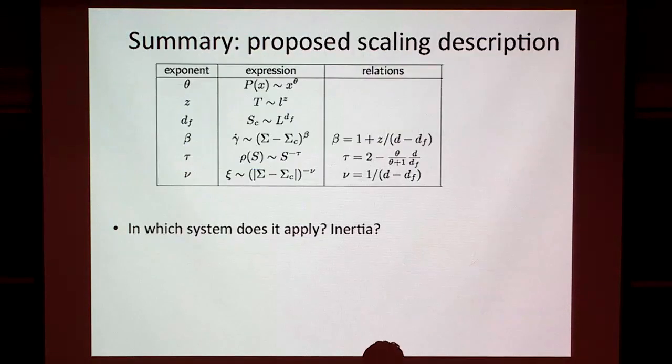So at the end, what we get, as a summary, is a scaling description where we are left with only 3 exponents standing. So we took, for example, theta, z, and df. And the other exponents can be expressed in terms of those 3 exponents. Okay, so that's a proposition. Now, maybe it's not always correct, and maybe we'll see what the future tells us. For example, does it work when you are overdamped or when you have inertia and so on? That's a question for the future.